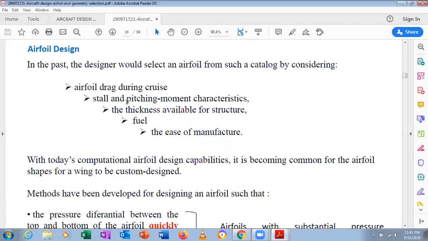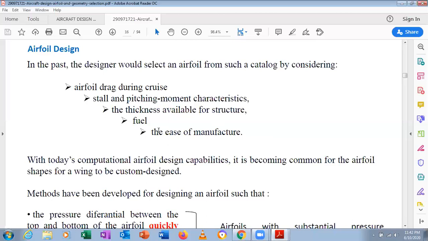Stall and pitching moment characteristics. What is the stall? Already you know that it is the angle where the maximum lift will be there, and once it is crossed, turbulence will be high, wake formation will be there, and it loses its control. Correct? And pitching moment characteristics, and the thickness available for structure and fuel, and the ease of manufacture. You understand here, thickness available for structure, what does it mean? It means that in the wing, the home for the fuel is the wing, correct?